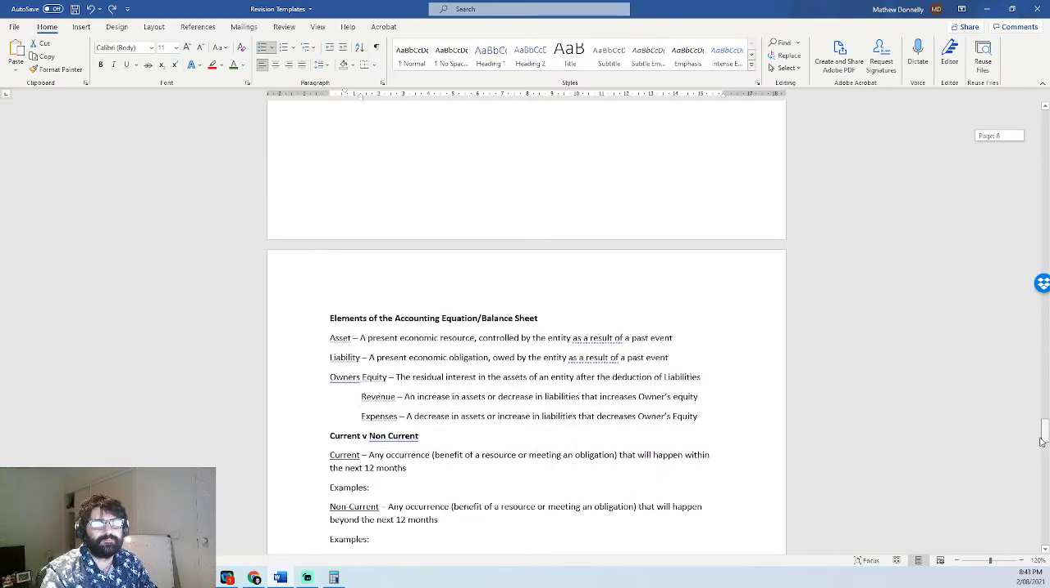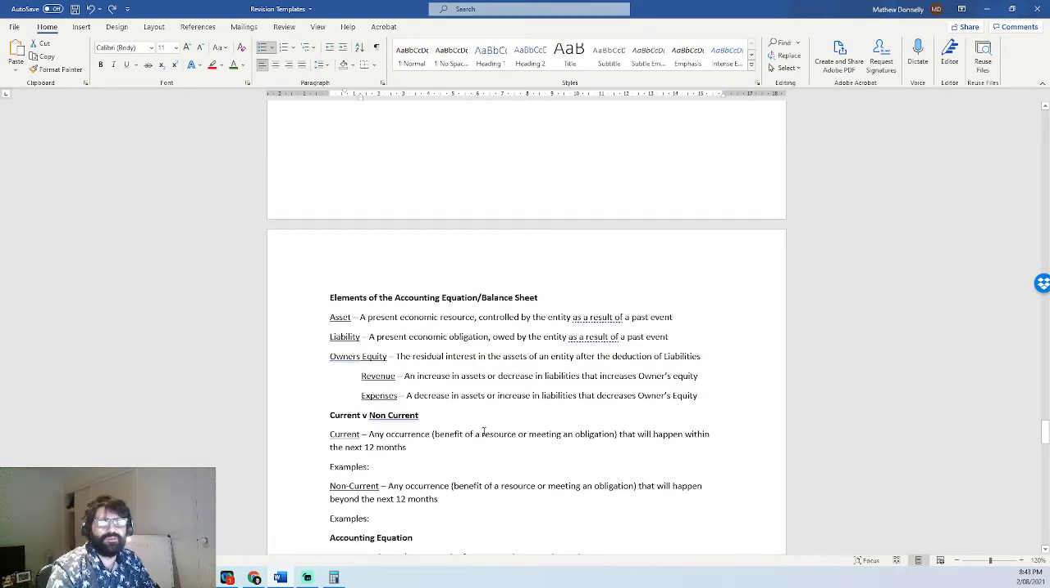Now, we've got revenue and expenses. Revenues are an increase in assets or decrease in liabilities that increase owner's equity. Think about your sales, that's where that fits in. Likewise with the expenses, that's a decrease in assets or an increase in liabilities that decreases our owner's equity. And we'll apply that at the end.